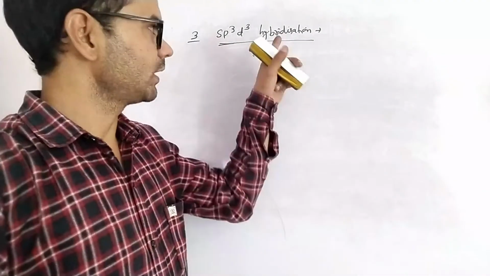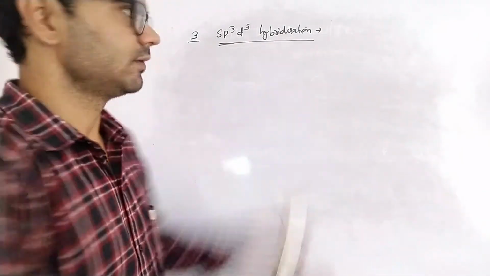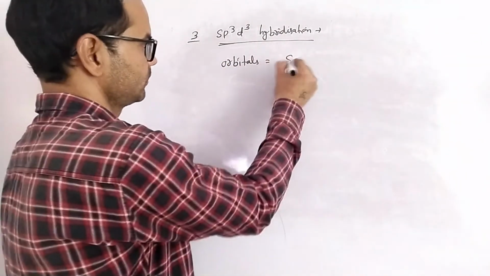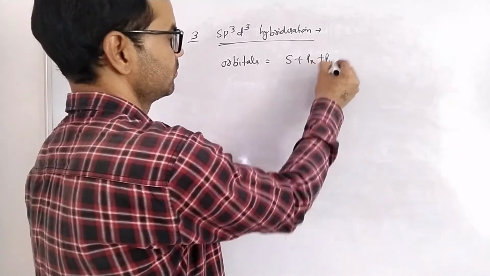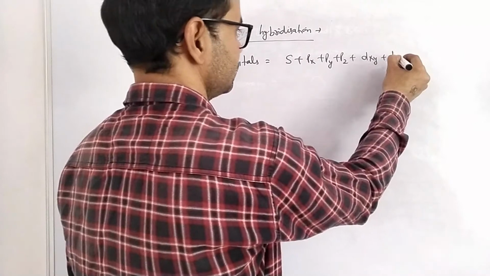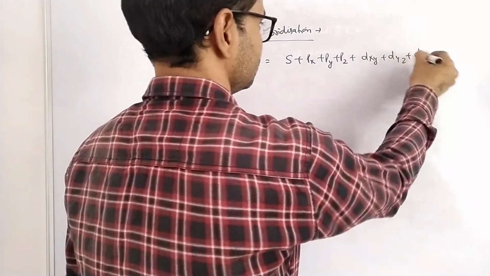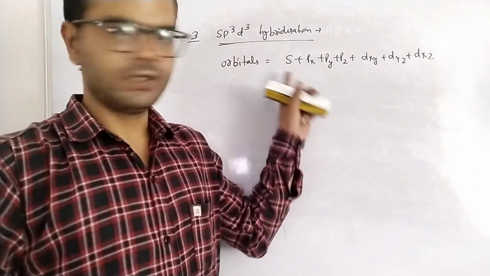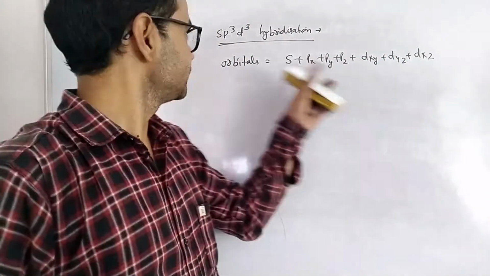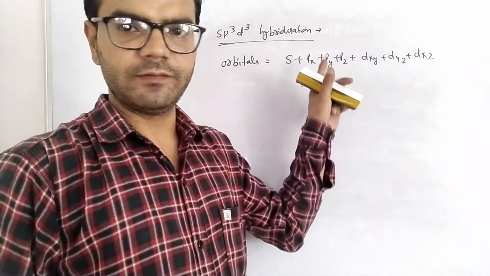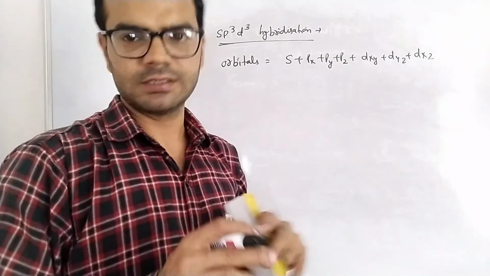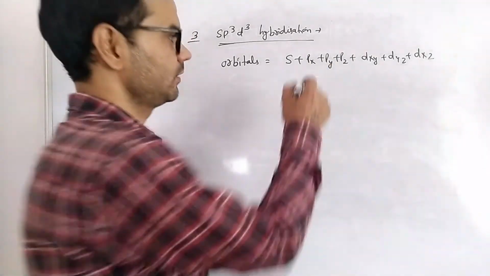sp3d3 hybridization. Total number of orbitals required are 7: one orbital of s, 3 orbitals of p and 3 orbitals of d. Total number of bonds are 7. 7 bonds will form, so 7 orbitals are required. These 7 orbitals will intermix to form 7 new hybrid orbitals.